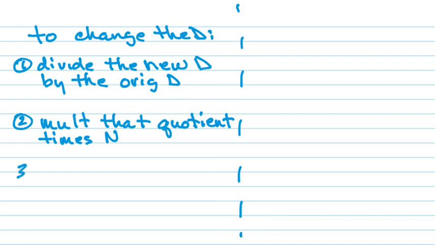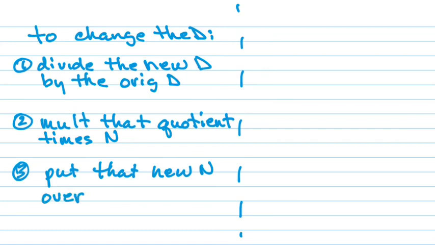Third, put that new numerator over the new denominator. Okay? And so remember, you can change the denominator to any number you want it to be. But if you do that, you have to change the numerator to match. And that's easy simply by finding out what our multiplier is, and by using division.